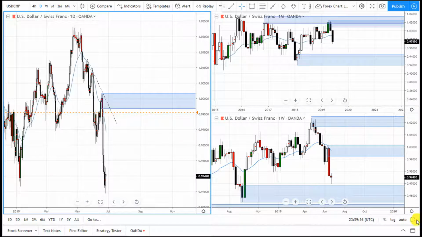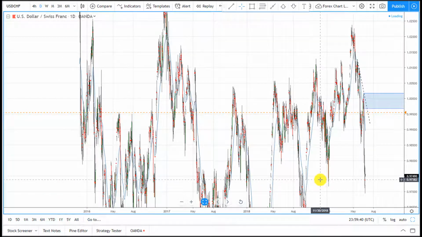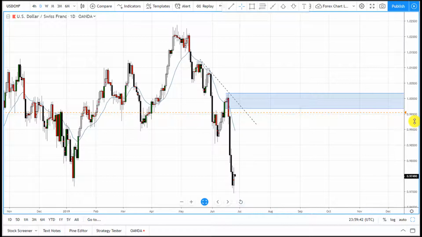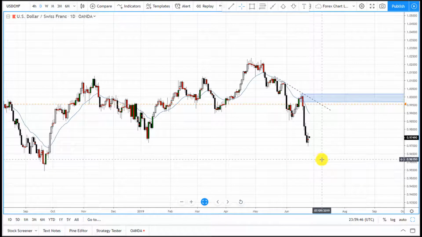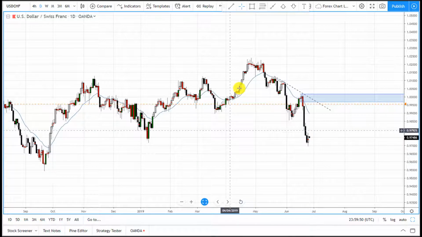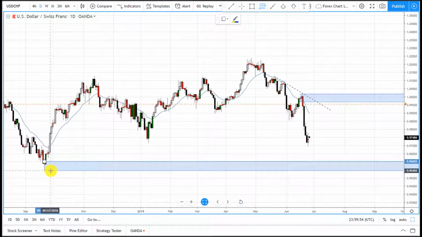And let's take a look at the daily chart. Let me scrunch this up more. You see this is a very strong daily demand zone down here. But it is much lower than the weekly, so we don't really need to look at this.